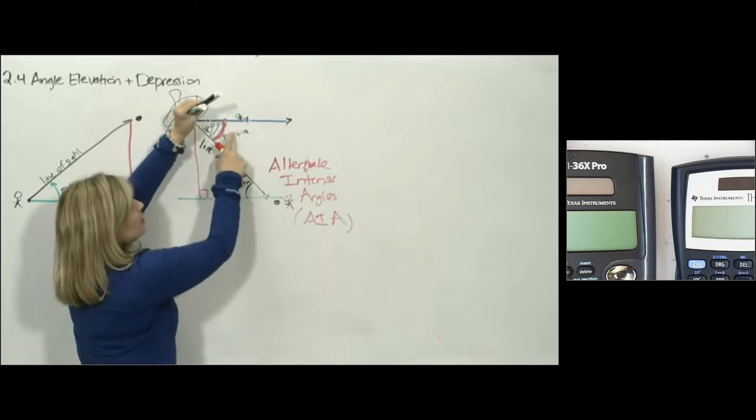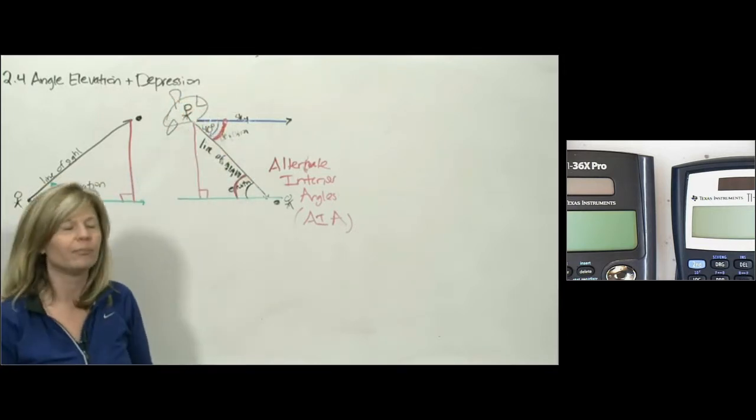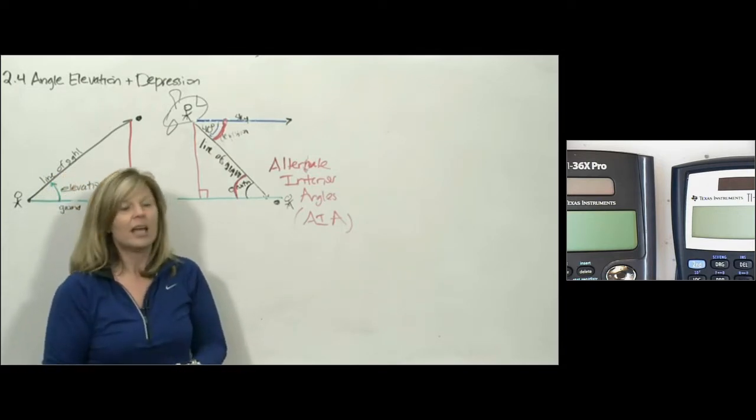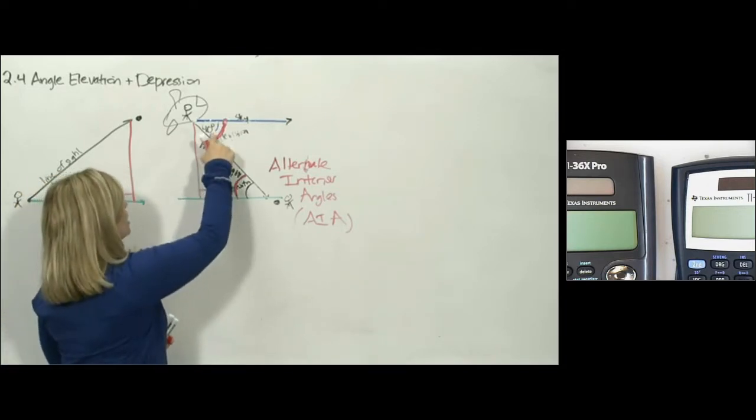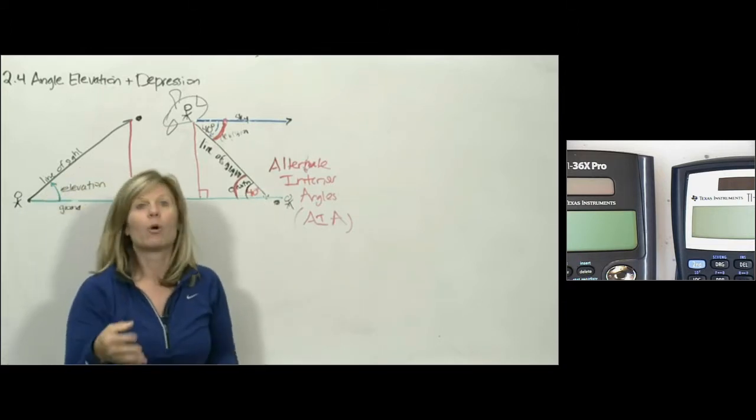They're alternate. They're on different sides of that line cutting through, alternate. Alternate interior angles are exactly the same measure. If I took out my protractor and measured this at 40 degrees, then this would be 40 degrees. So, the moral of the story is this.